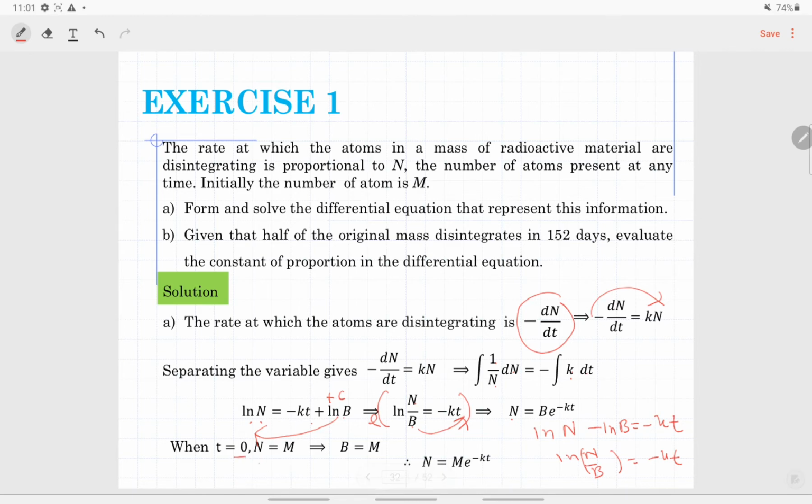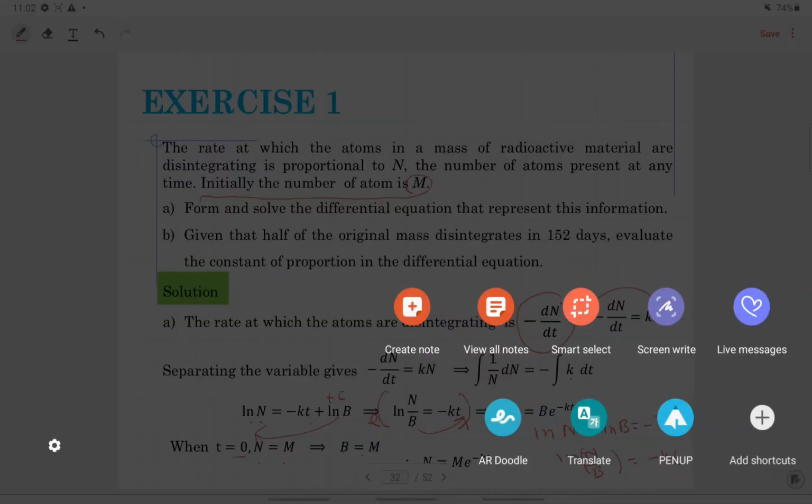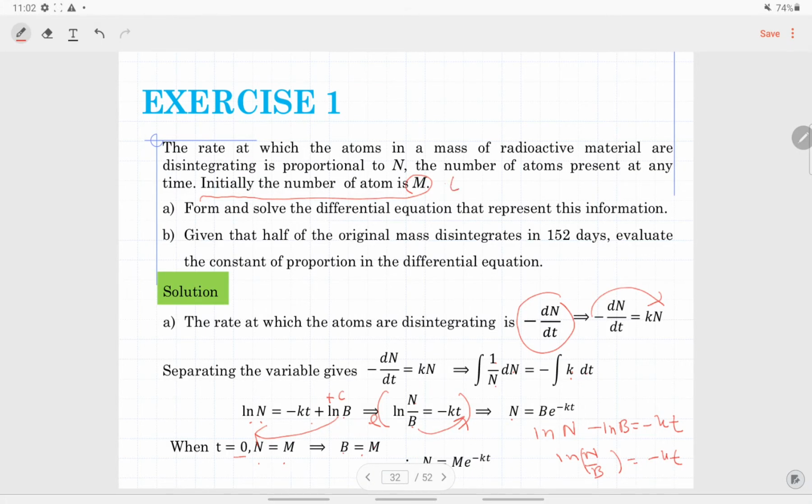When t equal to 0, n equal to m, which is b equal to m, because initially the number of atoms is m. Initially means that when t equal to 0, n is m, where n is the number of atoms. So therefore here b equal to m, and therefore n equal to m exponential negative kt.